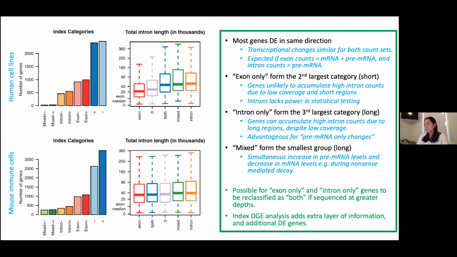What does this all mean? So it's possible that even the exon-only and the intron-only genes can be reclassified to the both group if we were sequencing at greater depths. And we do get a few more DE genes and an extra layer of information about the data.